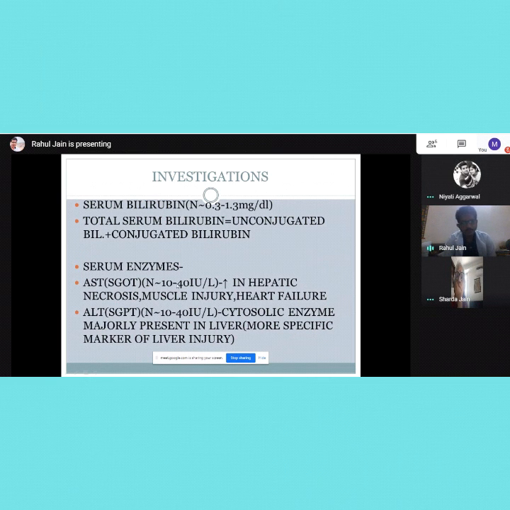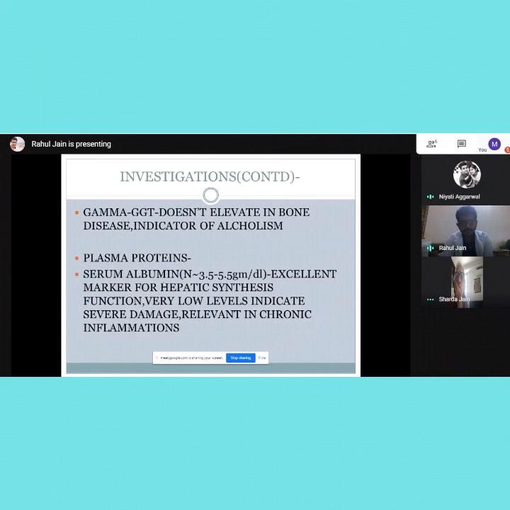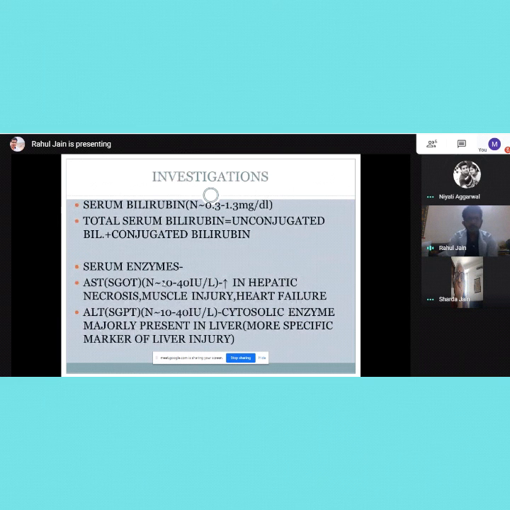Then coming to serum enzymes, that is AST, ALT, the AST-ALT ratio, ALP and GGT. So these are the 5 enzymes we'll be discussing. First is AST, that is aspartate transaminase, which in older terms I call serum glutamic oxaloacetic transaminase. The normal levels for both AST and ALT are 10 to 40 international units per liter, though ALT is sometimes a little higher, but we can take the normal levels as 10 to 40 international units per liter.